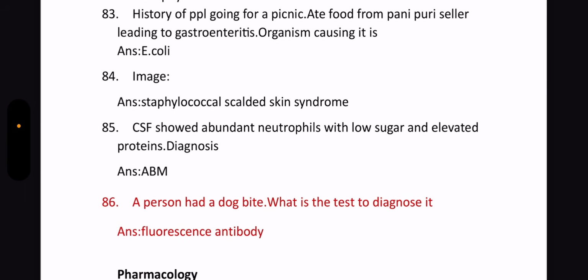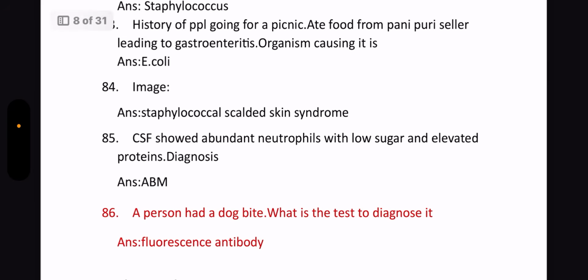So this is a repeat question, guys, and instead of that, there was a question related to blowout fracture which had come twice. So you can check out on that question and you can have a discussion about it in my group.